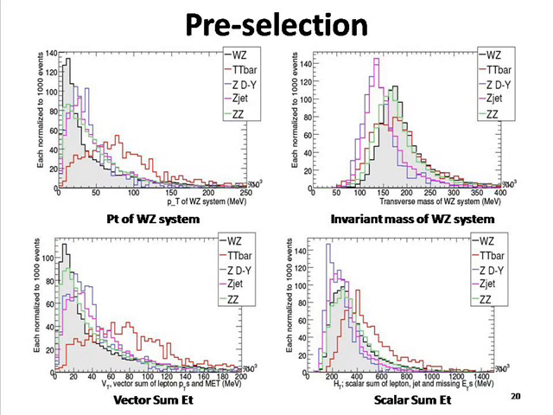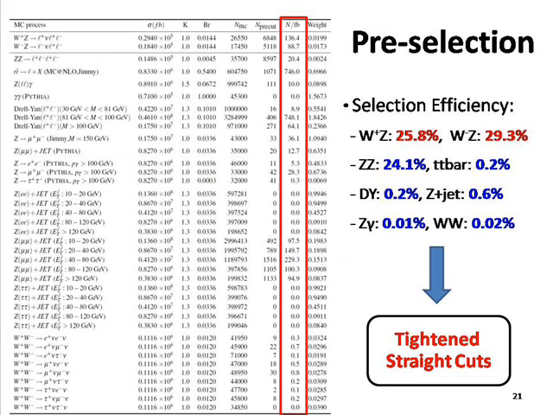More plots, the key plots. It's the invariant mass of WZ. The bottom two plots are the scalar sum and vector sum, all criteria we selected for our pre-selection. Here the table shows the selection efficiencies after the pre-selection for signal and background. For signals, they are 25% and 29% for W minus Z and W plus Z respectively. Most of the background has been removed, except for ZZ.